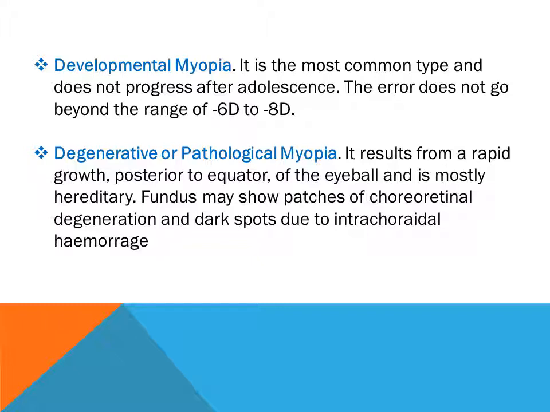Developmental myopia. It is the most common type and does not progress after adolescence. The error does not go beyond the range of -6 diopter to -8 diopter. Degenerative or pathological myopia results from a rapid growth posterior to the equator of the eyeball and is mostly hereditary. Fundus may show patches of chorioretinal degeneration and dark spots due to intracolloidal hemorrhage.